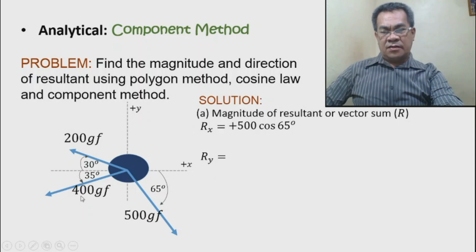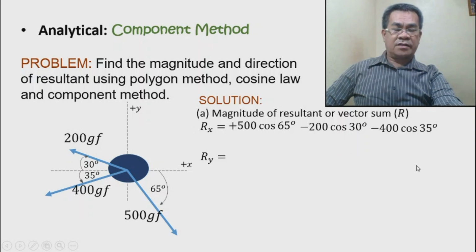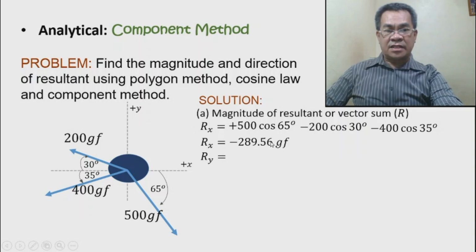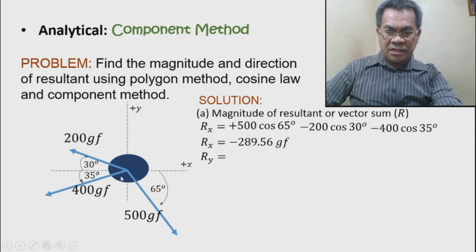Next, you can start with any of these two forces. Take note, the x component of this is negative also, the same as the 200. So we have 200 times negative cosine of 30. Then the component of 400 is again negative 400 cosine. Then use the calculator, and the answer is negative 289.56 gram force. What's the meaning of negative? The meaning is Rx is towards the left side.